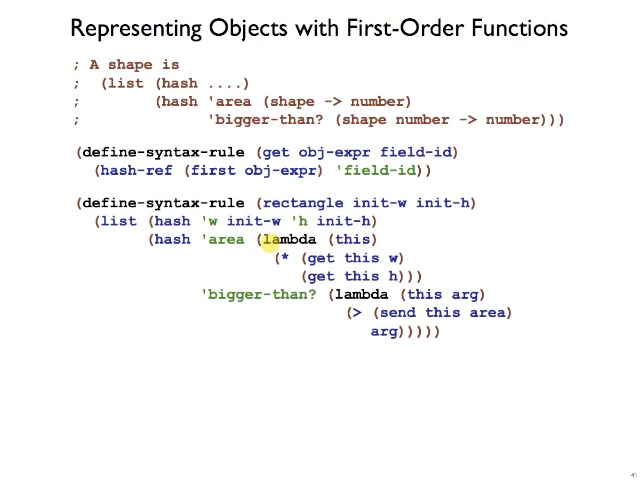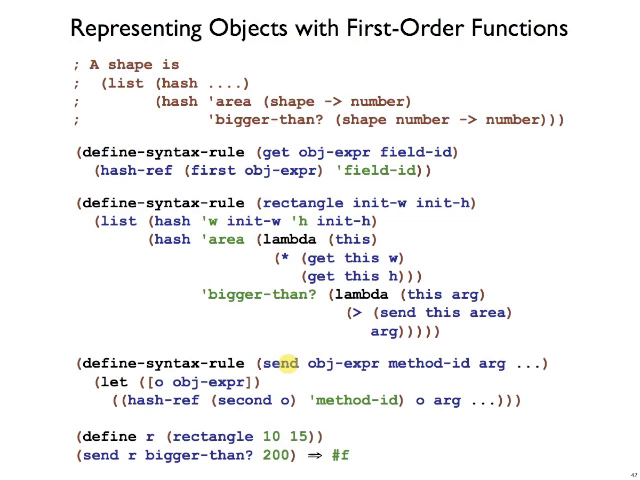And so that's why the methods here need to receive a this, and they can use get to access the w and h values. At the same time, send, we saw this before, send takes an object and a method and extra arguments. It looks in the second hash table of the object, right? So this one, to find a method name. And now when we apply that function, so this parenthesis is applying the function, we not only pass the arguments, but we also pass the object itself.